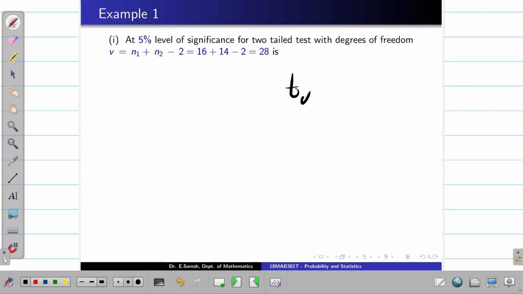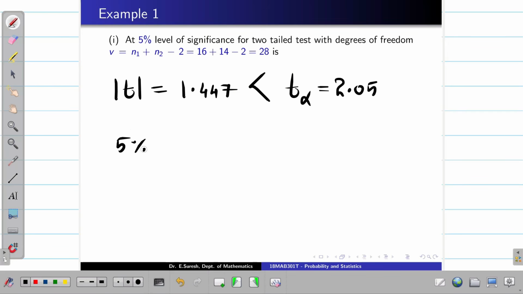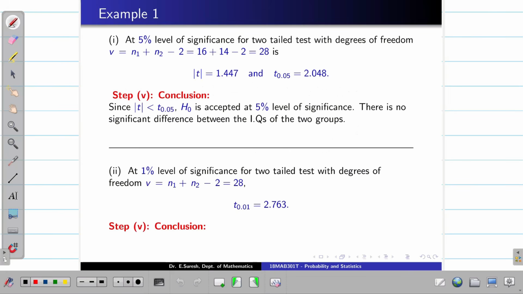At 5% level, the t alpha value is 2.05 and the modulus of t value is 1.447. So mod t value is less than t alpha. At 5% level, H0 is accepted. Similarly, we have to check the conclusion for 1%. At 1% level, modulus of t is 1.447 and t alpha is 2.76.